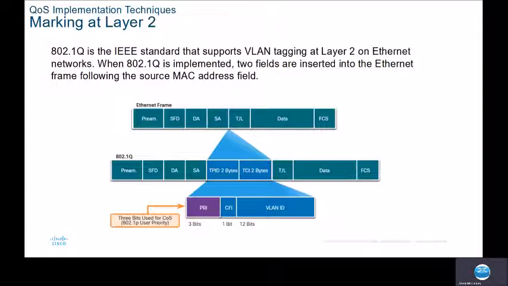Now, marking at layer 2. We've looked at 802.1Q when we've spoken about inter-VLAN routing. Well, basically, it's an extra part of a header that's added. When 802.1Q is implemented, 2 fields are inserted into the Ethernet frame. And so you've got your priority field here, and then you've got the VLAN ID later.